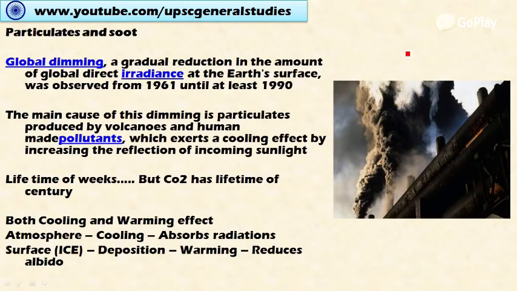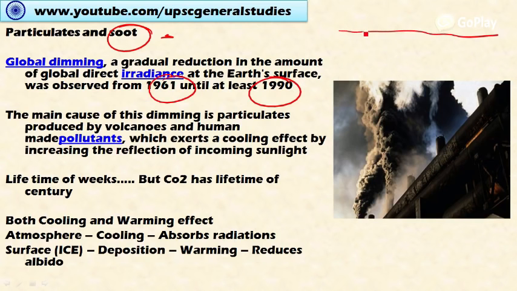And let's look at global cooling. Particulates and soot, the ashes released into the atmosphere, may cause global cooling. This event is called global dimming. A gradual reduction in the amount of global direct irradiance at the Earth's surface was observed from 1961 until 1990. So this soot and other particulates resulted in a reduction in the irradiance at the Earth's surface. So solar energy is received very little when compared to normal events during the release of these particulates and soot into the atmosphere. The main cause of the dimming is particulates produced by volcanoes and human-made pollutants, which exert a cooling effect by increasing the reflection of the incoming sunlight.